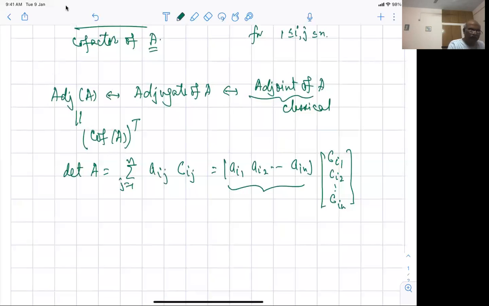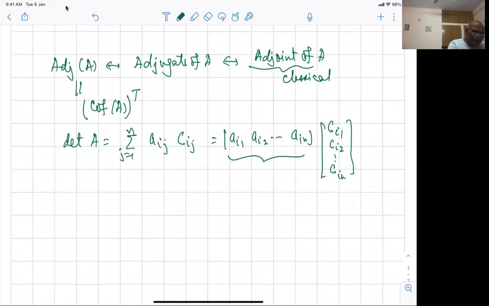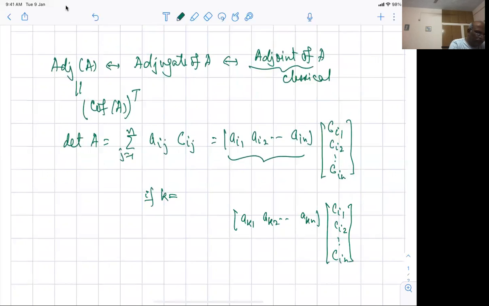All right. Fine. So in place of i, if I look at say Ak1, Ak2, Akn, and then I want to look at Ci1, Ci2, Cin, I would like you to understand that if k is not equal to i, then in Ci1, I just remove the ith row. So the ith row, Ai1, Ai2, Ain, is lost.